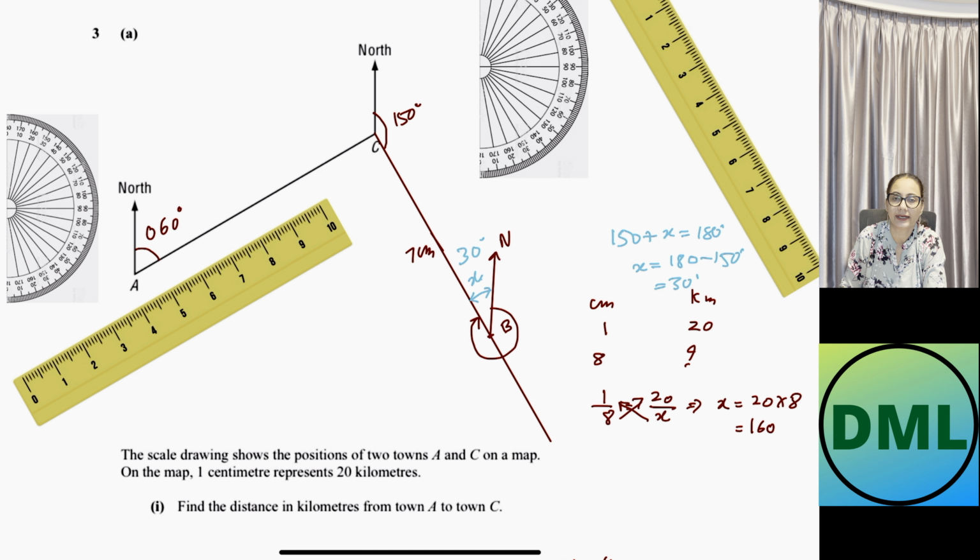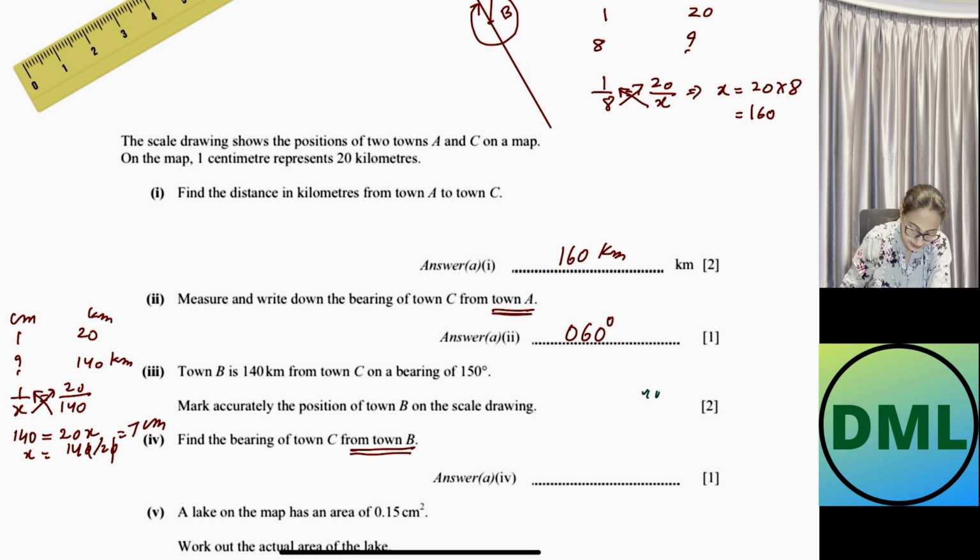I need to calculate the bearing. To calculate this remaining bearing, I can subtract 30 degrees from 360 degrees. 360 degrees minus 30 degrees is equal to 330 degrees. My bearing of town C from town B is 330 degrees. Let's see the next question here.